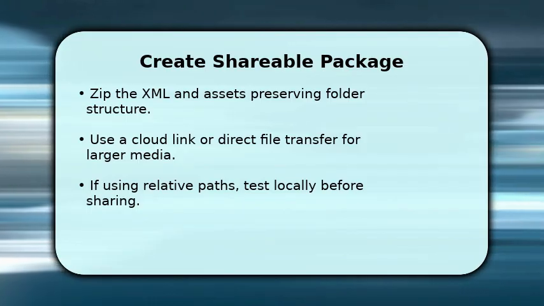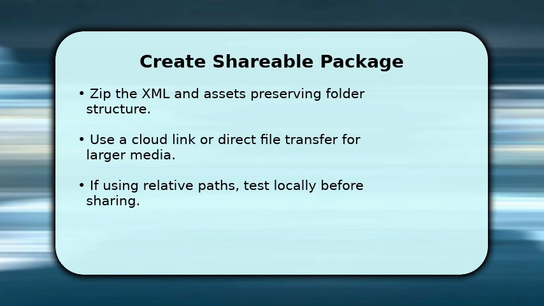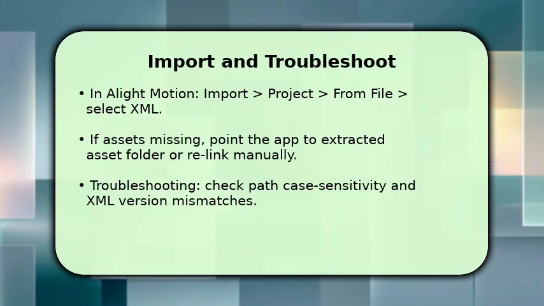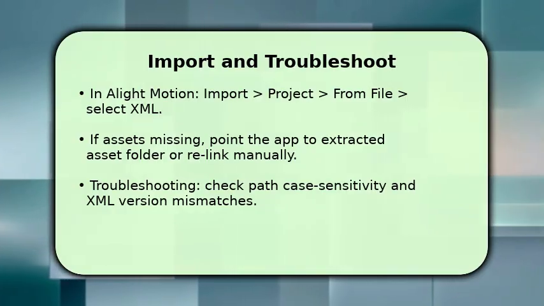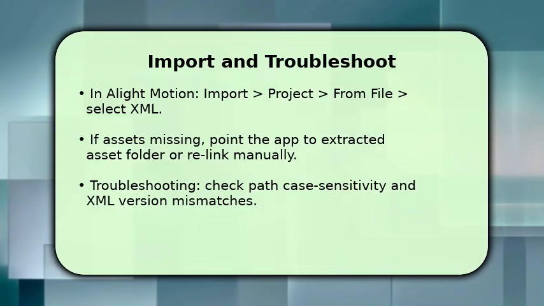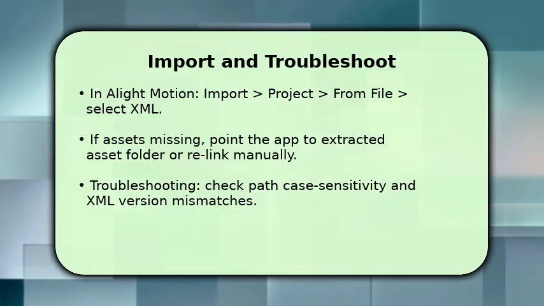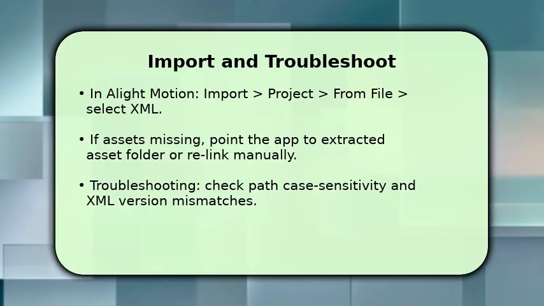Before sending, test the package locally by extracting and re-importing to catch missing files or path errors, which are the most common problems. Finally, import the XML into Alight Motion by choosing Import Project and selecting the XML file. The app will attempt to resolve media paths. If some assets fail to load, make sure the extracted asset folder sits where Alight Motion can read it and relink any missing files manually.